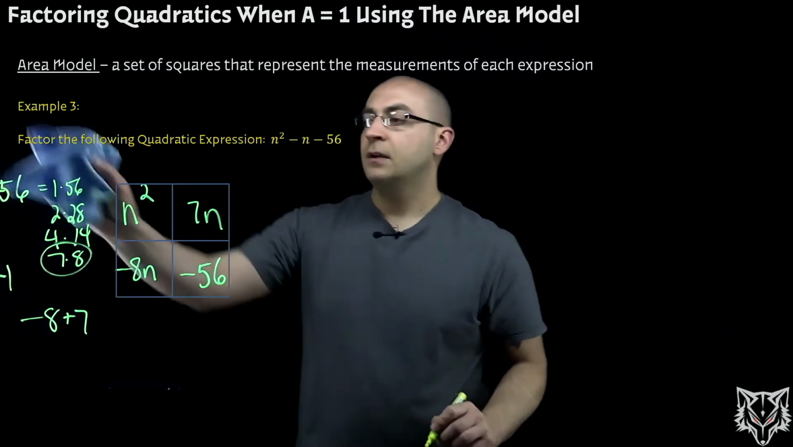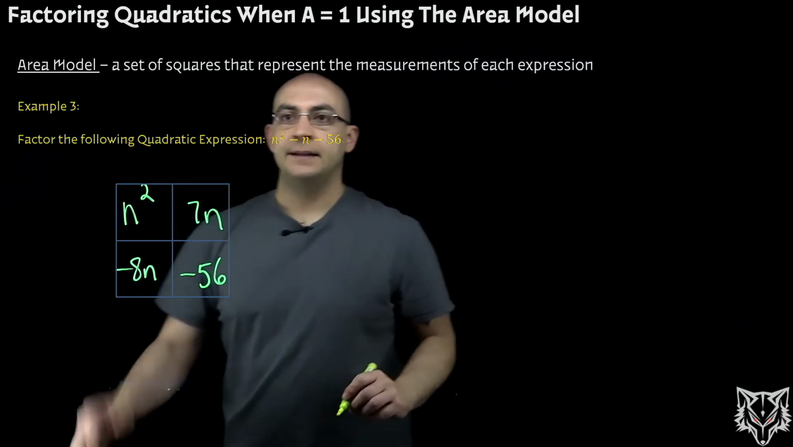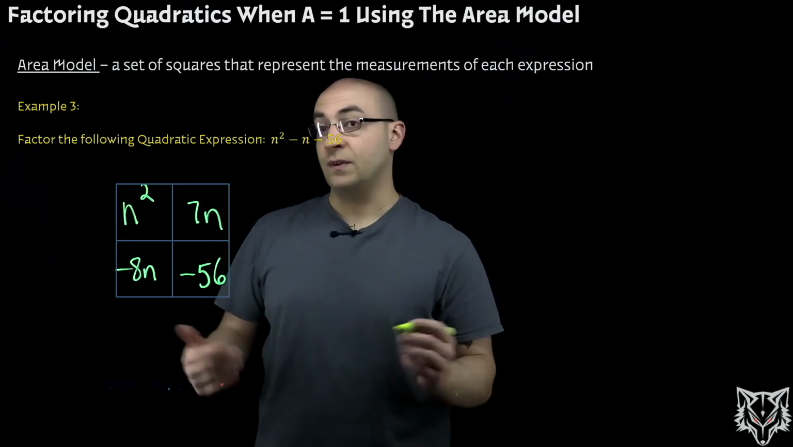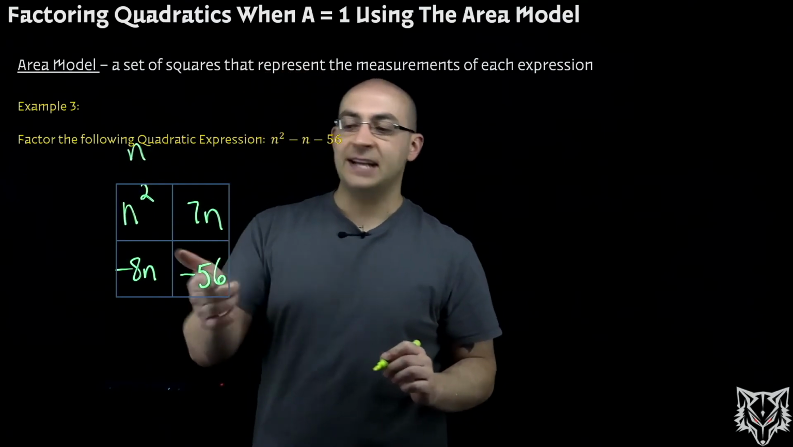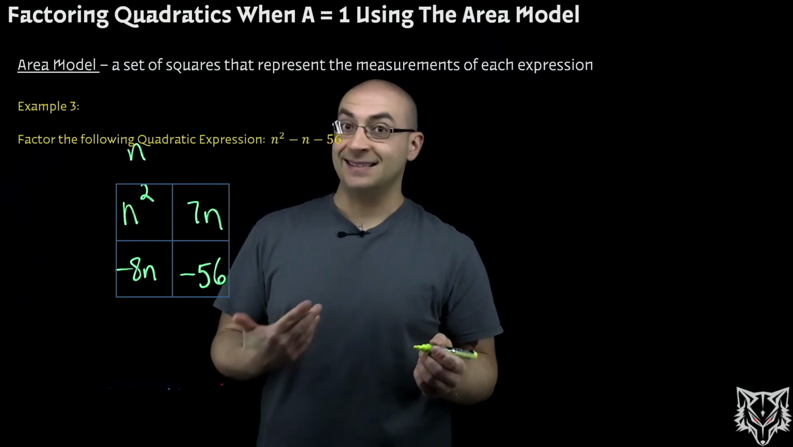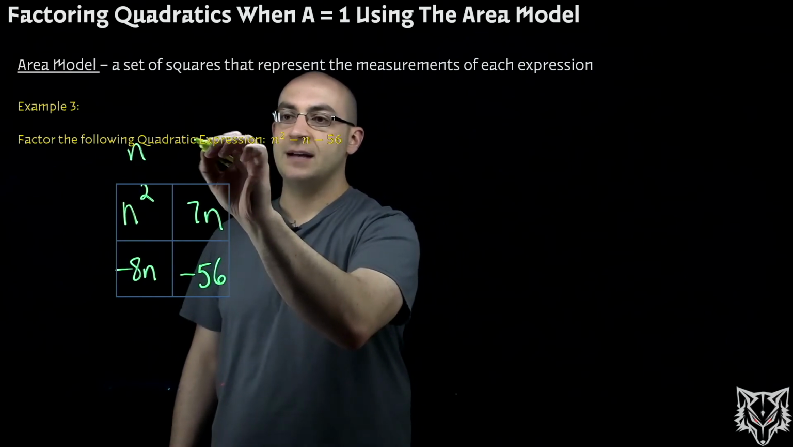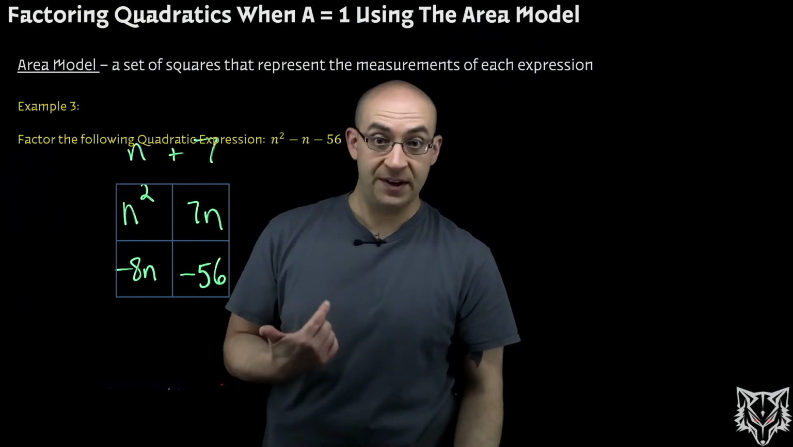Okay, now let's go ahead and figure out the greatest common factors of these things. N squared and negative 8n, well, they both have one n in common, so I'm going to plug an n up top. 7n and negative 56. The only thing I can factor out of both these things is a 7, right? So 7 is going to go on top here. I want to make sure you can see that. And that's going to be a positive because that 7 did not lead with a negative.